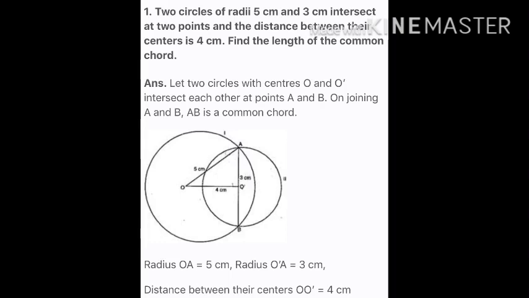Let two circles with centers O and O dash intersect each other at points A and B. On joining A and B, AB basically is a common chord. Now radius OA is equal to 5 centimeters, radius O dash A is 3 centimeters. Distance between their centers OO dash is 4 centimeters.